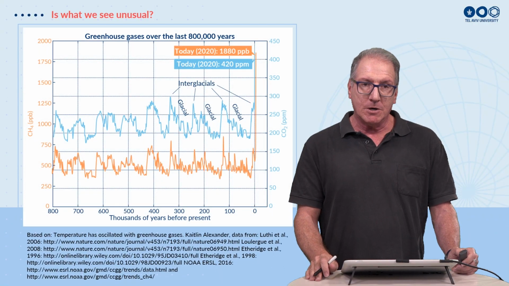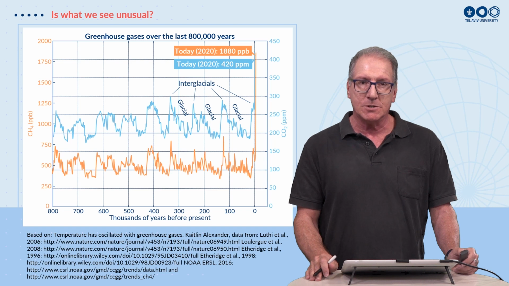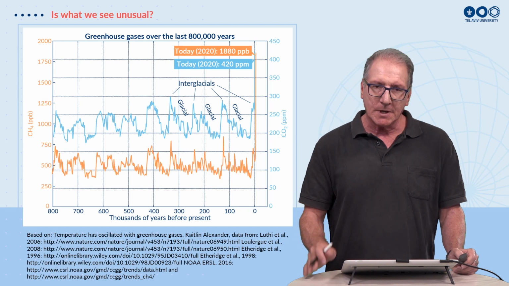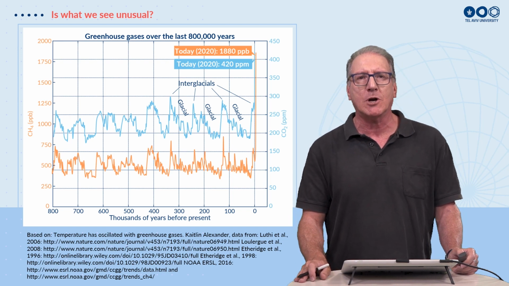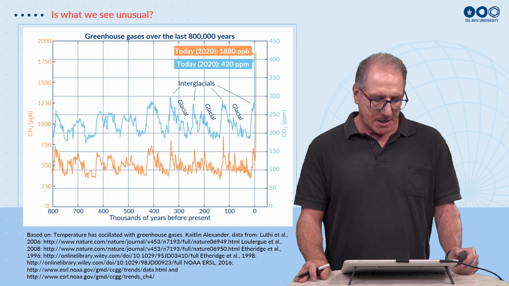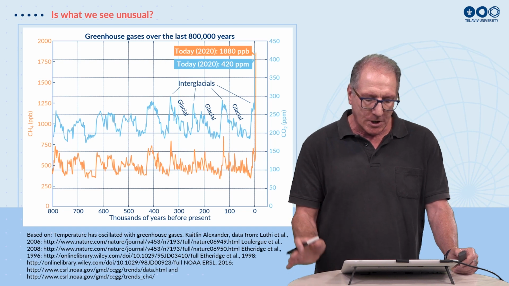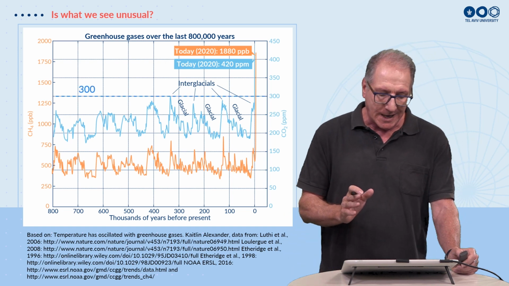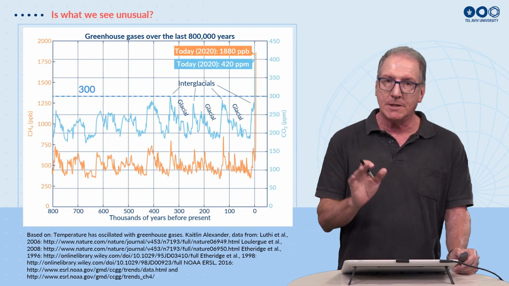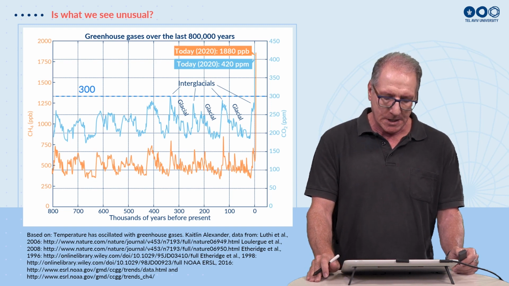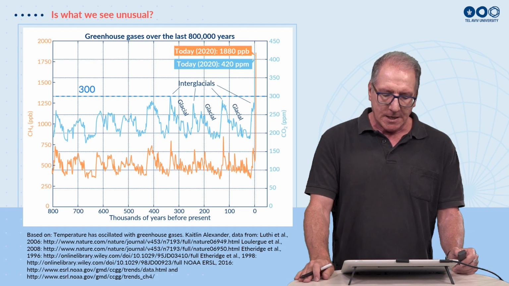And finally, we can go to the longest time series, 800,000 years, so nearly 1 million years of data from the ice cores, the bubbles in the ice cores. And here, again, we see the two main greenhouse gases, carbon dioxide and methane. The carbon dioxide is shown in blue. And if we look over nearly 1 million years, the highest concentration we've seen in the ice cores is about 300 parts per million. And again, we can see today, in 2020, it was 420.